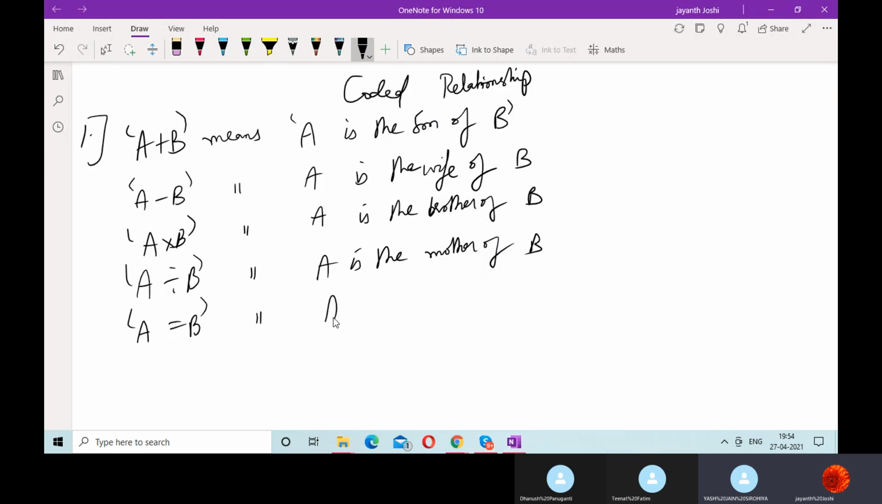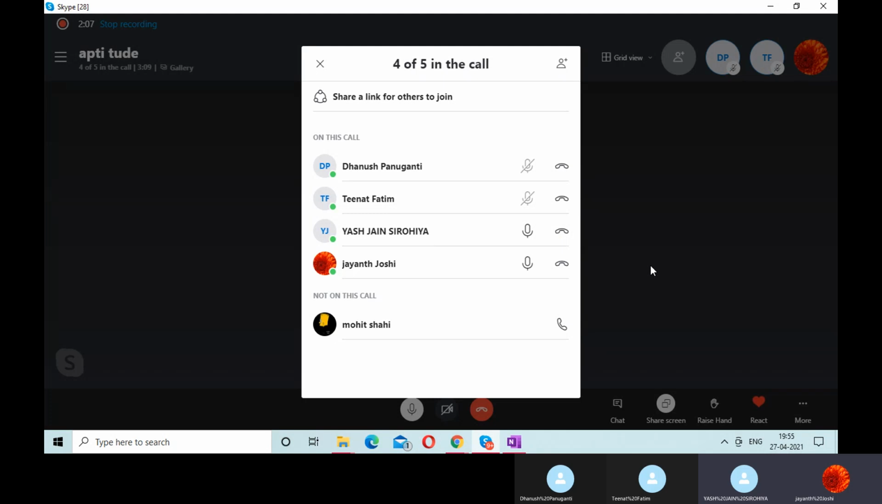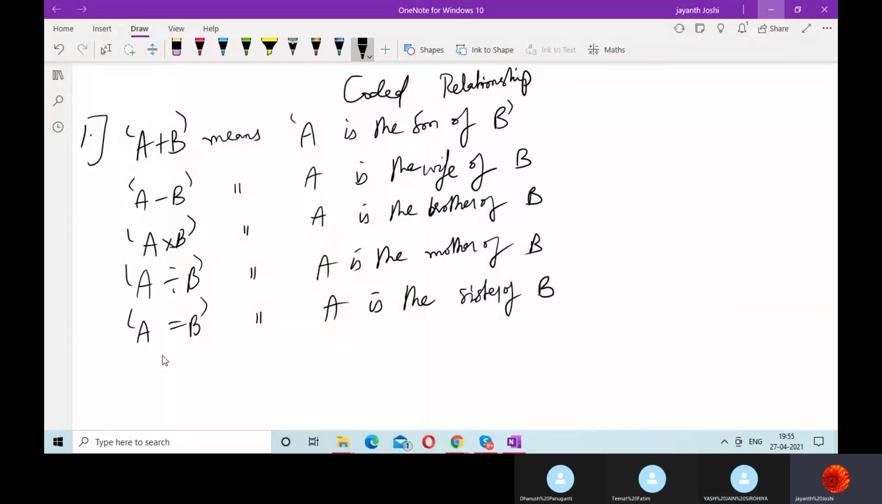A is equal to B means A is the sister of B. And confirm me, can you see the screen now? Yes, sir. Okay, Dhanush, can you see the screen? Yes, sir. Now, these are the relationships. If you find plus sign, the relation is son. If you find minus sign, relation is wife. Into is brother, division is mother, equal to is sister. Now what you need to answer is, what does P plus Q minus R mean? You have to tell the relationship.